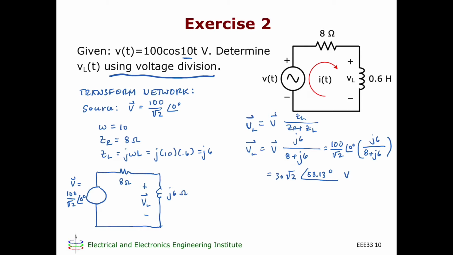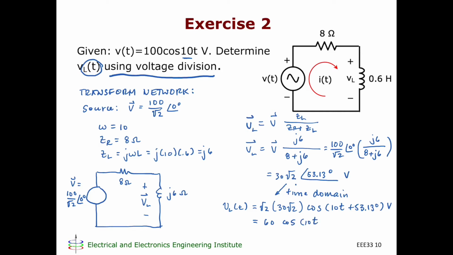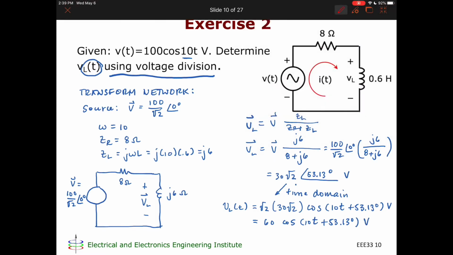Now, since we're being asked for the time domain expression, we would have to convert this to time domain. So that would be vL(t). Note we go from uppercase, which you use to denote phasors, to lowercase, which you use to denote time domain expressions. This is now going to be the square root of 2 times 30 times the square root of 2, so we have to convert from RMS value to amplitude, cosine of omega t, which is 10t, plus 53.13 degrees volts, or this is just 60 cosine 10t plus 53.13 degrees volts. So that's my final answer.